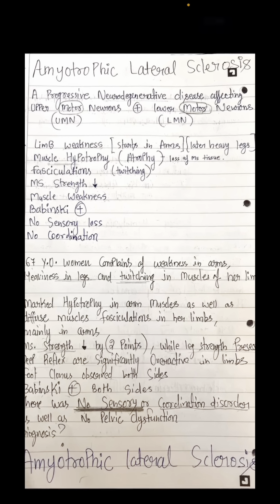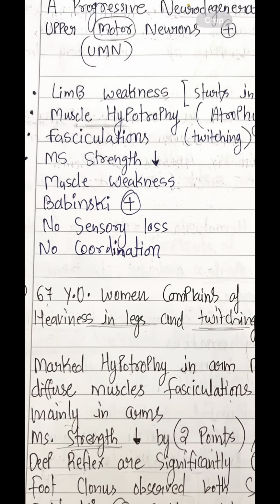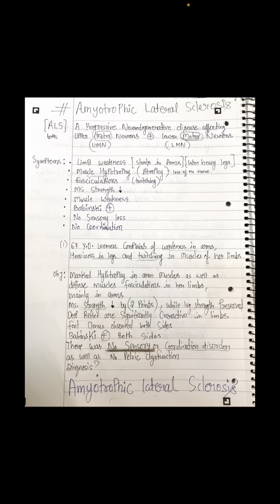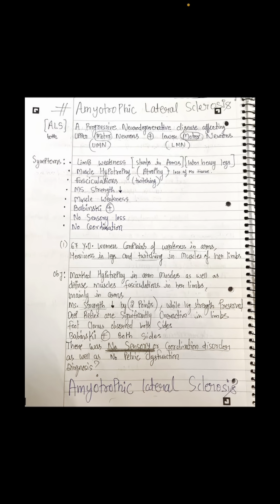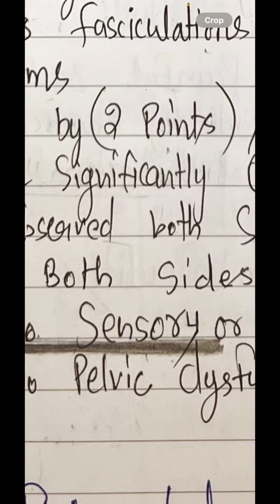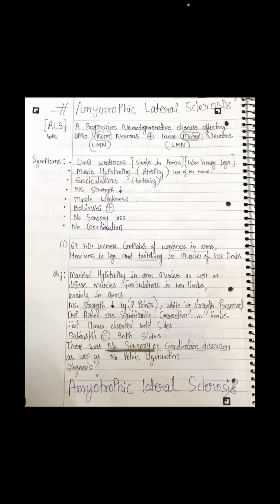You can see the symptoms here: limb weakness, muscle hypertrophy, fasciculations, weak muscle strength, and the Babinski sign will be positive. There is no sensory loss and no coordination loss. This is something which will be highlighted in the croc question. Since it is a motor disease, there will be no sensory problem. As you can see in the question, the keyword is screaming right now that there is no sensory disorder.